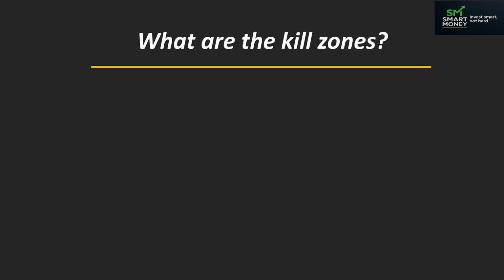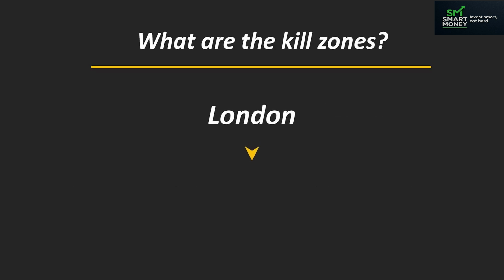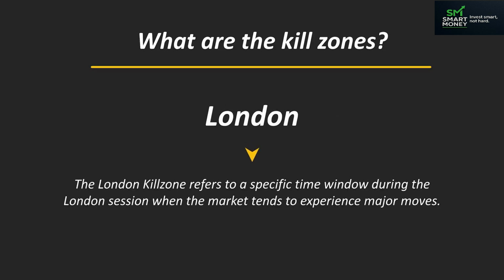What are the kill zones? Kill zones are basically the important times of the day when a lot of liquidity enters the market, providing perfect trading opportunities. In this video, we're exclusively focusing on the London Killzone. The London Killzone refers to a specific time window during the London session when the market tends to experience major moves. But first, how to identify the London Killzone on the chart?